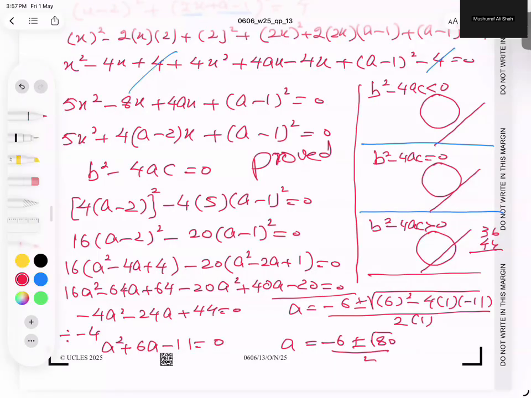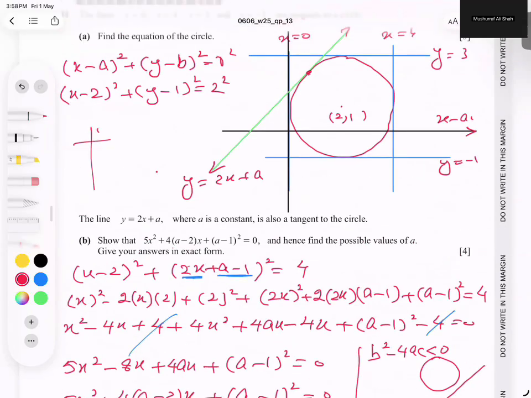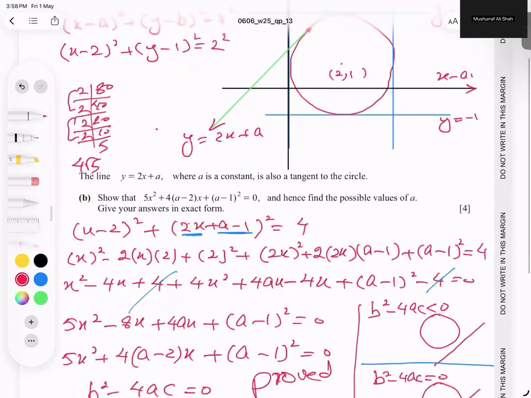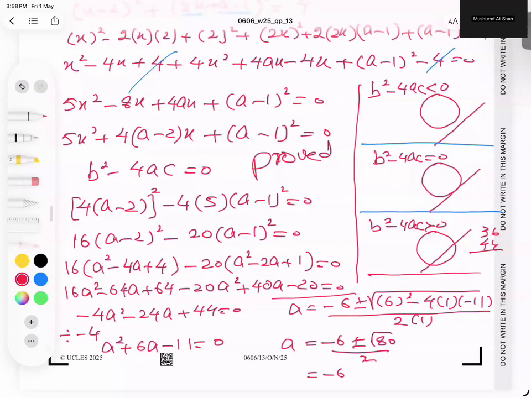And students, what is root 80? If we have to convert it into surd form, root 80, 2 times 40, 2 times 20, 2 times 10, 2 times 5. So we got 4 root 5. So we are getting 4 root 5, negative 6 plus or minus 4 root 5 over 2.